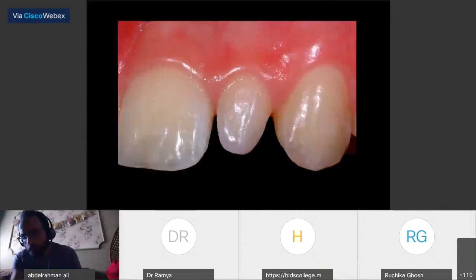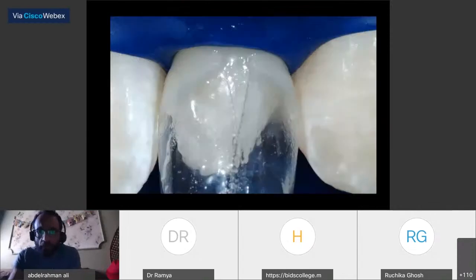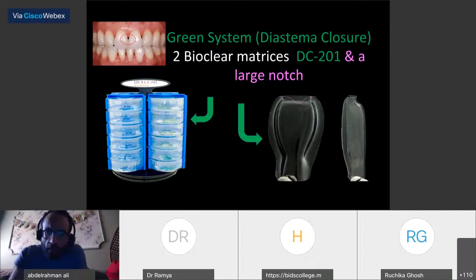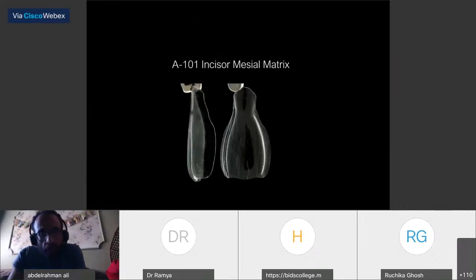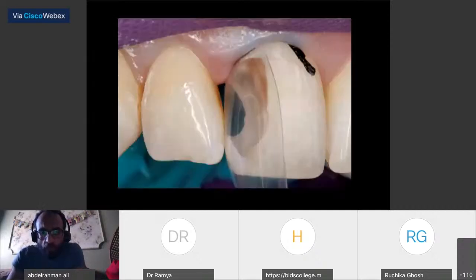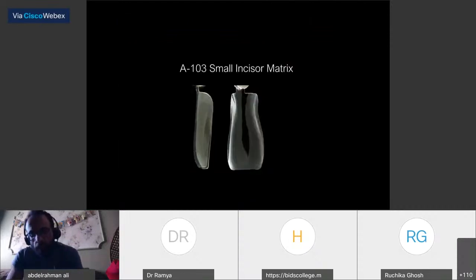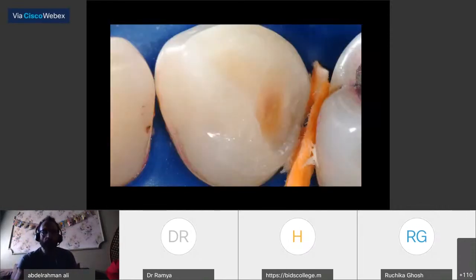Okay? Here is the DC group 201, 202, sorry, and also 203. We're not going for the 204. And this is the A group, 101, 102, and 103. They do it in a thinner matrix, which is called the original. They do it in HD matrix. These are the only matrices that we can have in the market with different thickness from Biclip. They also have other matrices.